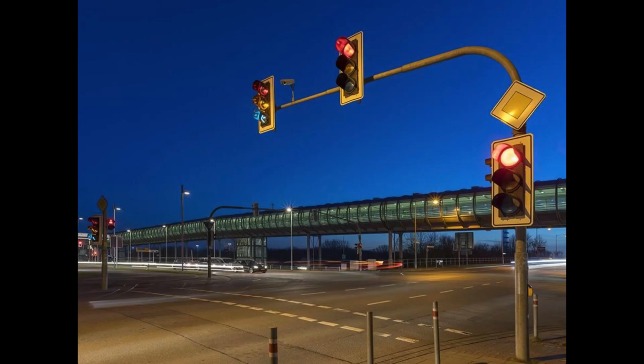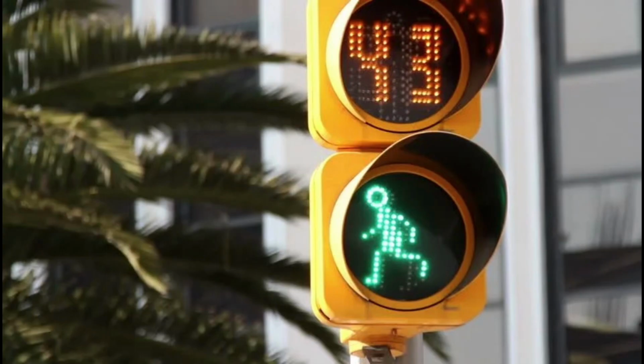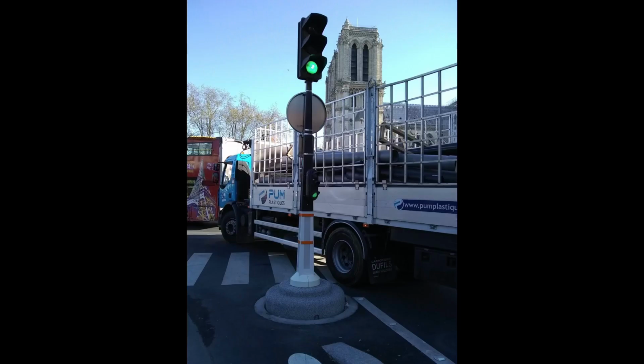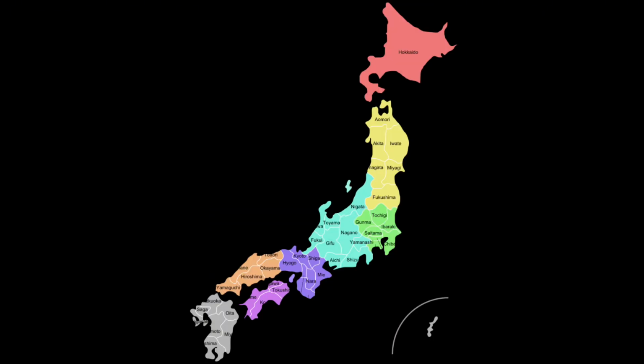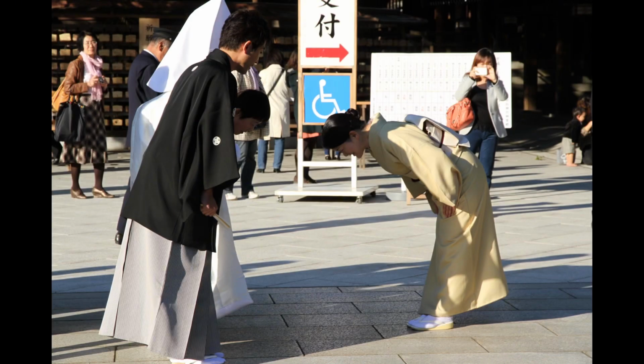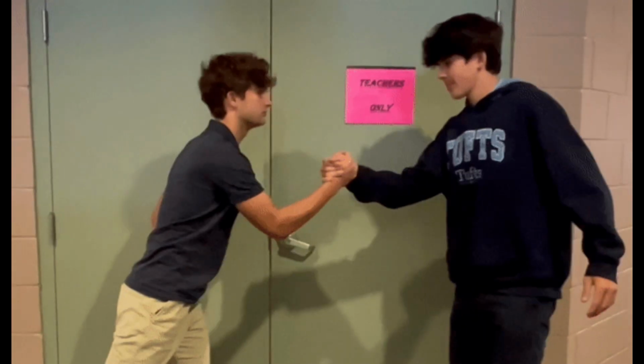Another example that's universal is traffic lights, as the colors red, yellow, and green universally stand for signals of stopping, caution, and going, and drivers follow these signals. Another cross-cultural example is in Japan, where bowing is a respectful gesture, while in Western cultures, a handshake is more common.